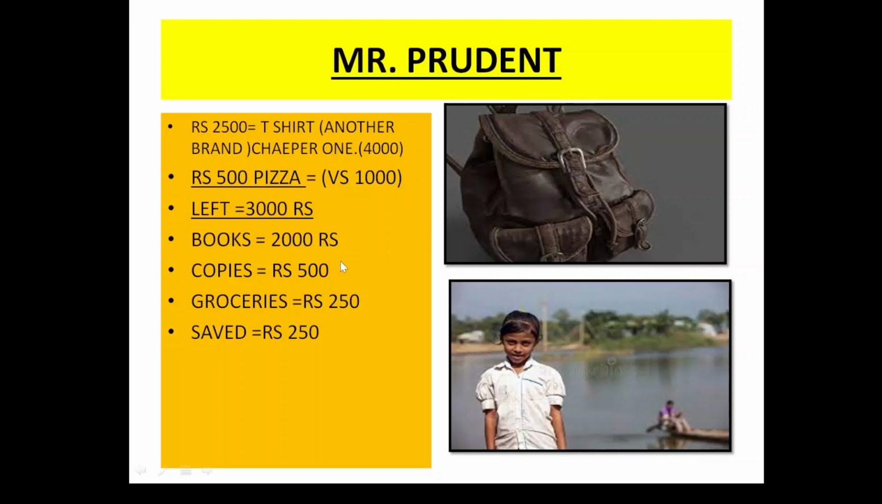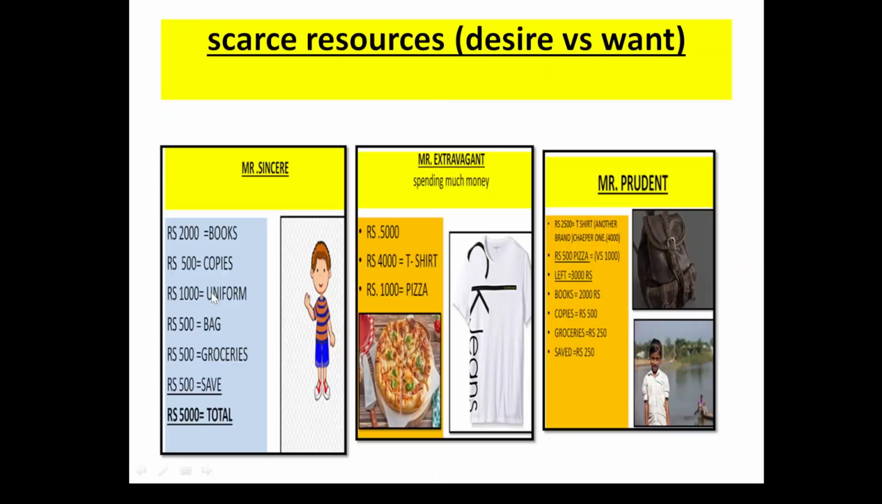So he bought the books. Then he thought, without the copies, how will I write, where will I write? He bought the copies as well. But he thought, I have my old bag, I will carry that bag to school. I have my old uniform at my place, I will wear that uniform. At least with the books, the copies and the stationery, he can go to school with the old bag and the old uniform. And also he bought the groceries for 250, and at the same time he also saved some amount of money.